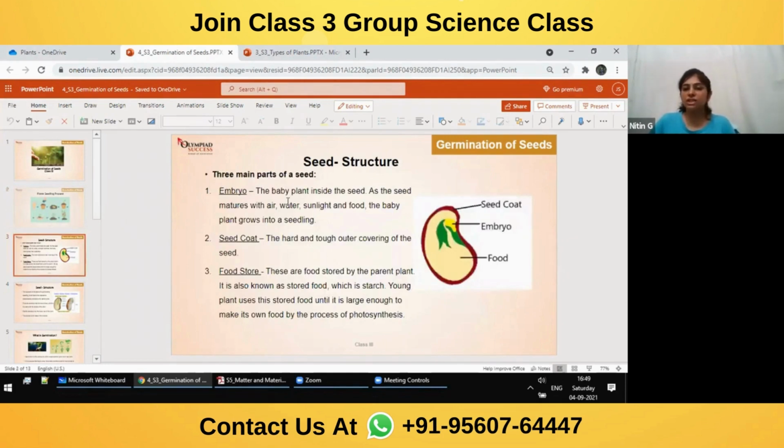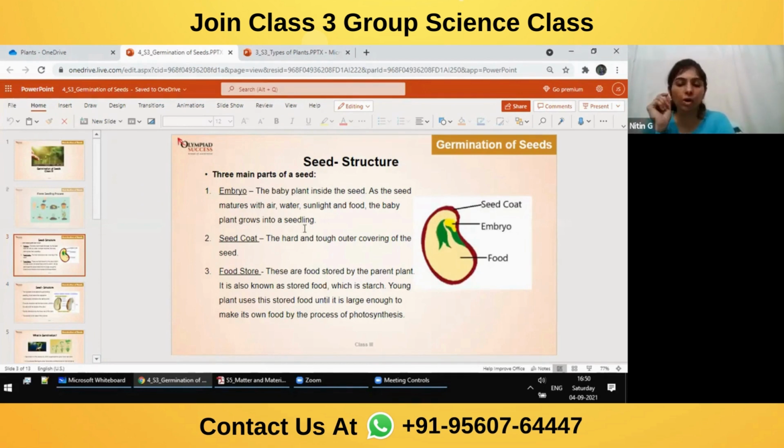Now coming to the seed structure, as Akash has already explained, this is also the same thing written here. The embryo, which is the baby plant, you can see here, and these green colored leaves in the seeds are known as the cotyledons. The seed coat is there, which protects the seed from any danger. Embryo, the baby plant inside the seed. As the seed matures, with air, water, sunlight and food, all the things required, the baby plant grows into a seedling.